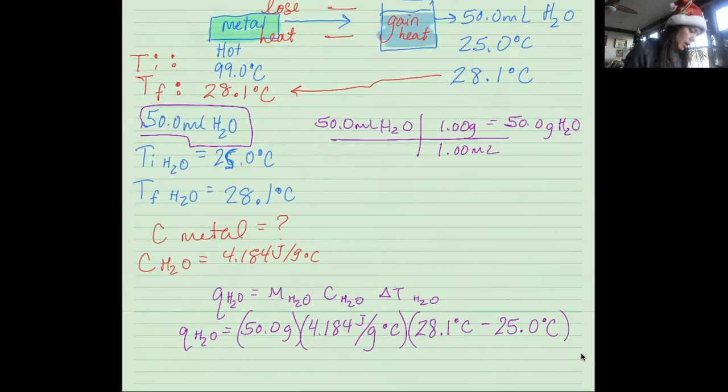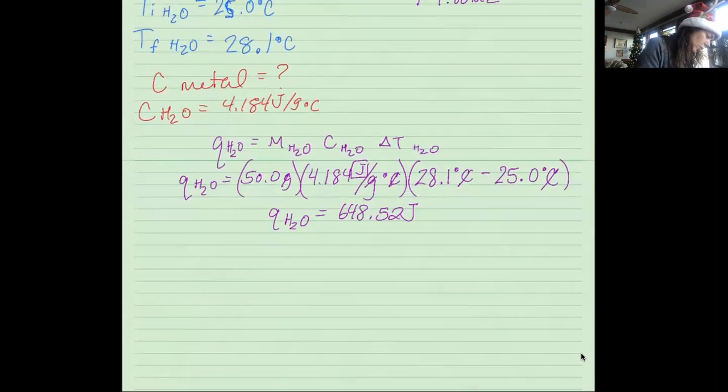So that's 3.1 when I subtract. So 3.1 times 4.184 times 50 equals 648.52. Q of water equals 648.52. That is joules, because the grams cancels, the Celsius cancels, and I'm left with joules. That's step 1.